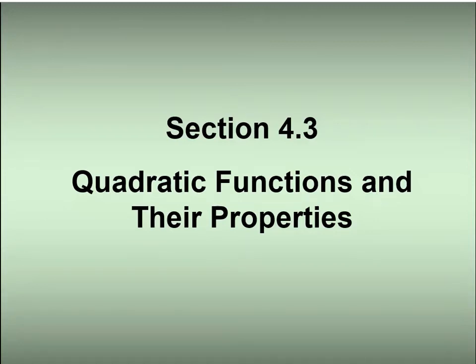In this video, we're going to be looking at section 4.3, which is all about quadratic functions and their properties. So just as a reminder, in the prior two sections, we looked at linear functions. In 4.1, we looked at linear functions very specifically. We talked about slope, y-intercept. And then in 4.2, we talked about linearly related data. Talked about finding lines of best fit for data that looked roughly linear.